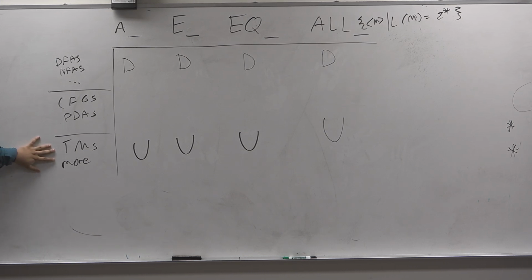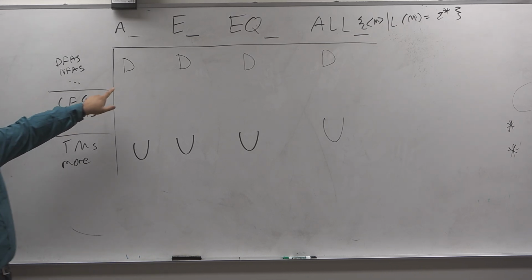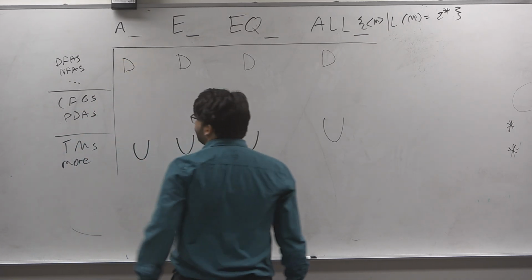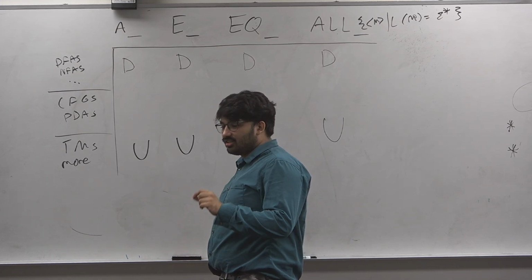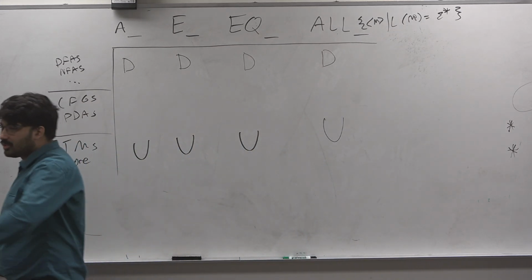None of the problems you can ask about Turing machines appear to be solvable. What about CFGs? Is the acceptance problem for CFGs decidable? I give you a CFG, I give you a word. Does the CFG produce the word? Or does the PDA accept the word?